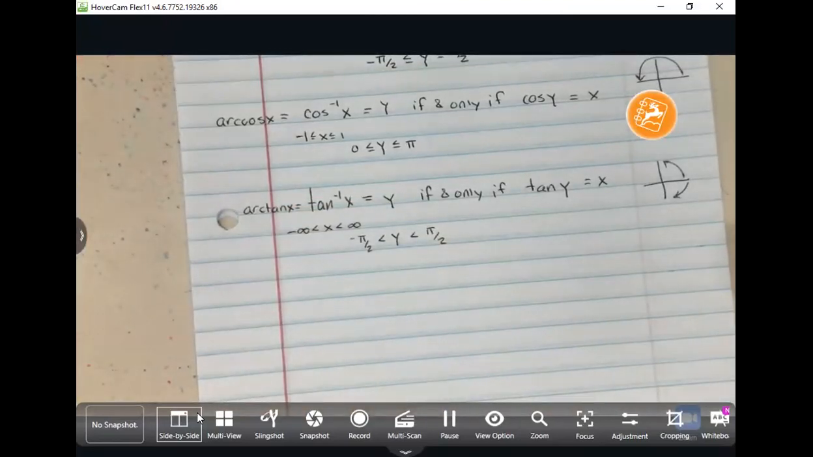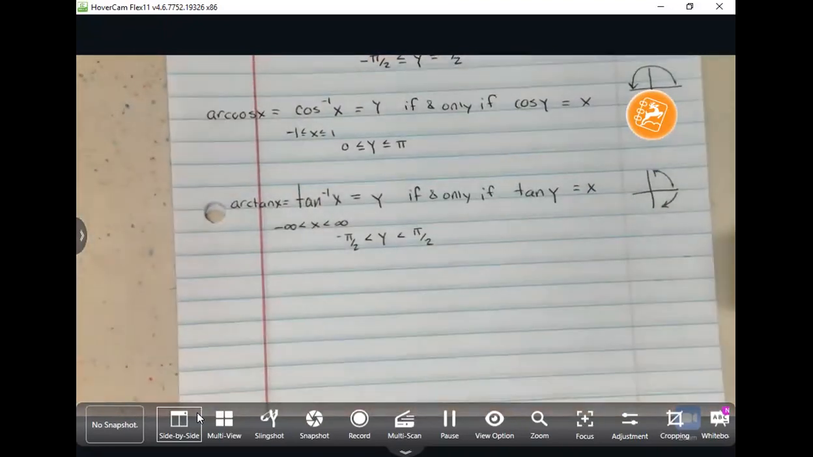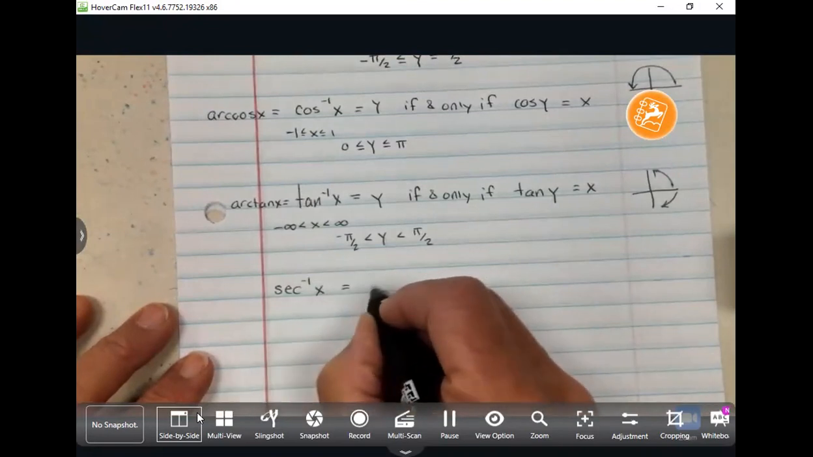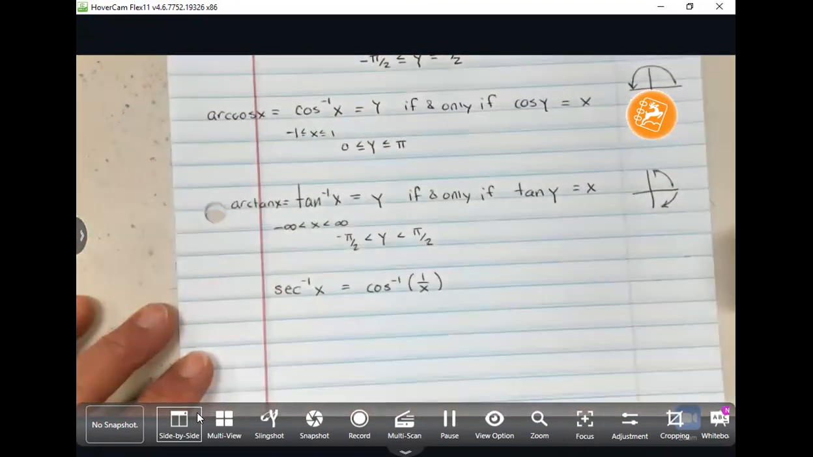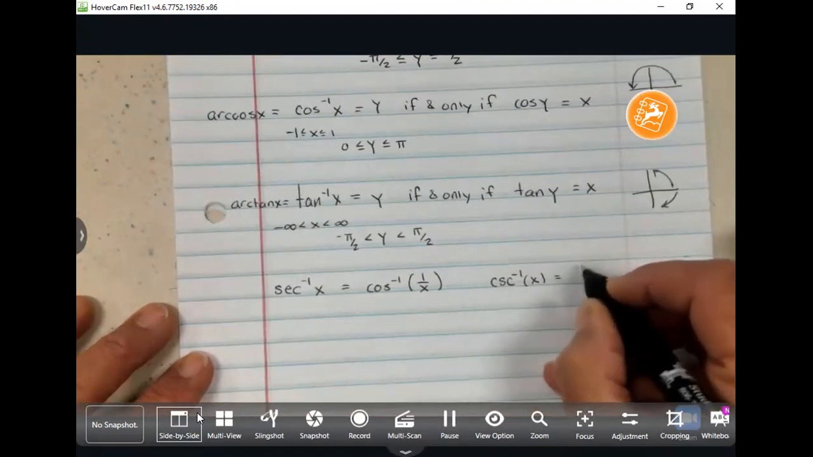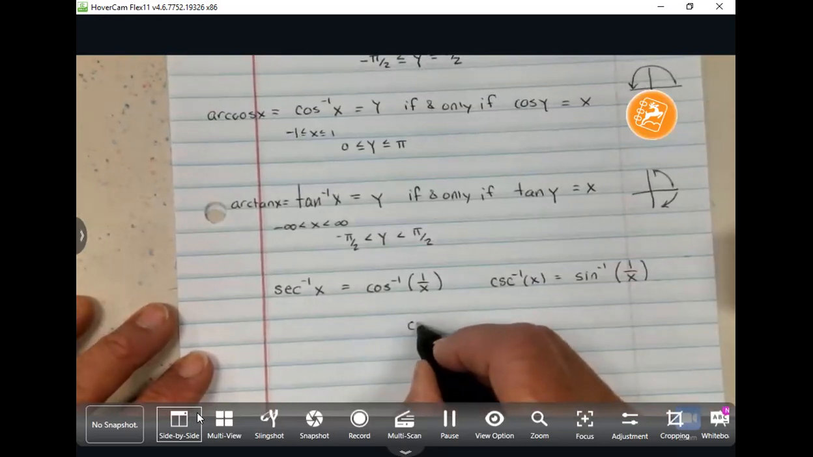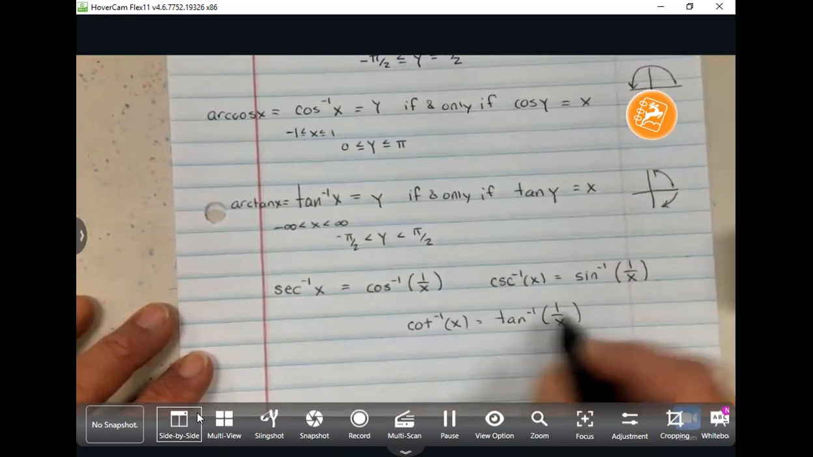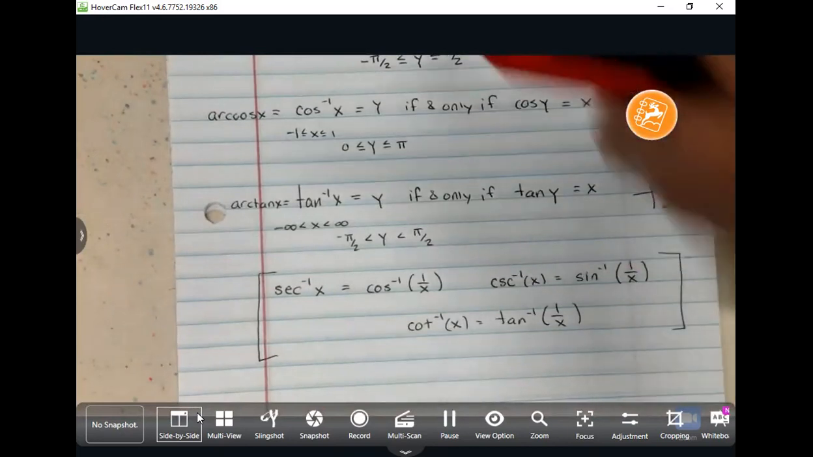Those are used interchangeably even today. The other three inverse trig functions can be found using an identity that, for instance, the inverse secant of a number x is the same as the inverse cosine of the number 1 over x. So then I can go back and use that. The inverse cosecant of a number x is the same as the inverse sine of 1 over x. And then the inverse cotangent of a number x is the same as the inverse tangent of 1 over x. So that I don't have to memorize the ranges of those, I can just relate them back to those three.